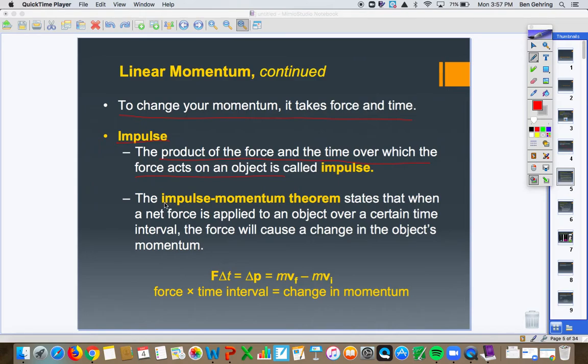So we can create what's called the impulse momentum theorem, which states that when a net force is applied to an object over a certain time interval, the force will cause a change in the object's momentum. So here's my impulse, force times my change in time, and that's going to change the object's momentum. My change in momentum, my delta P, is going to be mvf minus mvi. So force times time equals your change in momentum. We're going to use this as well.